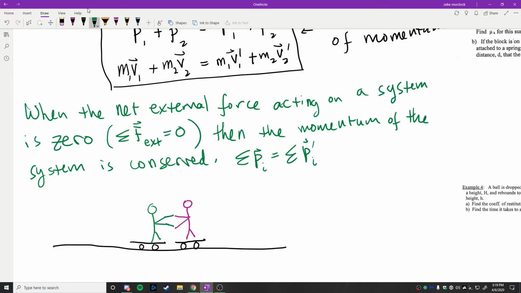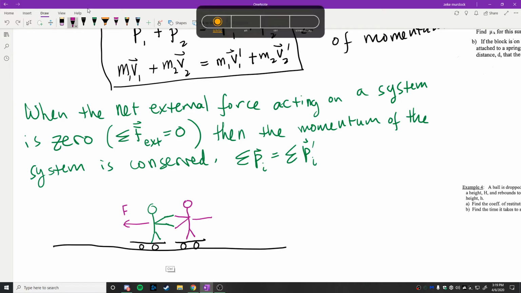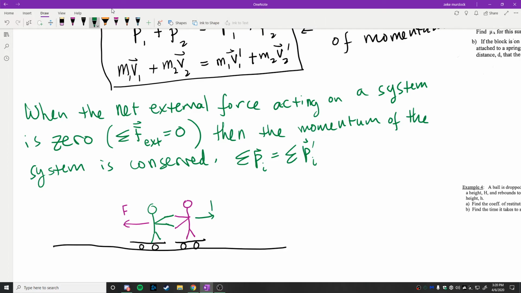So basically what's going to happen here is that this guy is going to be pushed with a force by the purple person. So there's going to be a force this way. And there's going to be another force of the green on purple that's going to go this way. Equal and opposite, right?